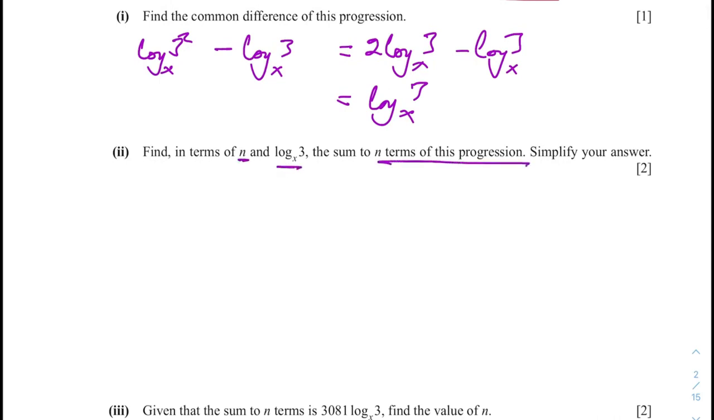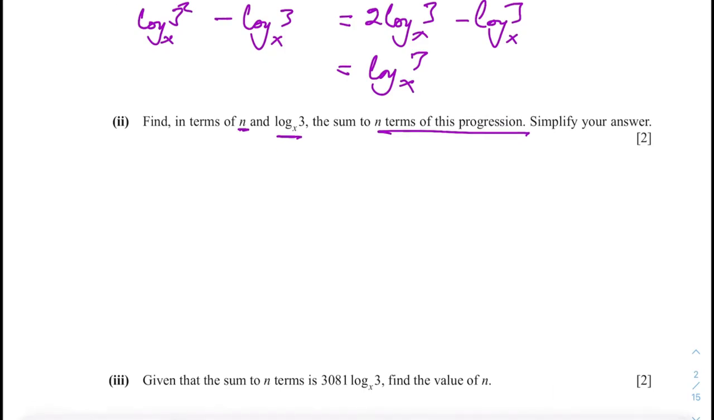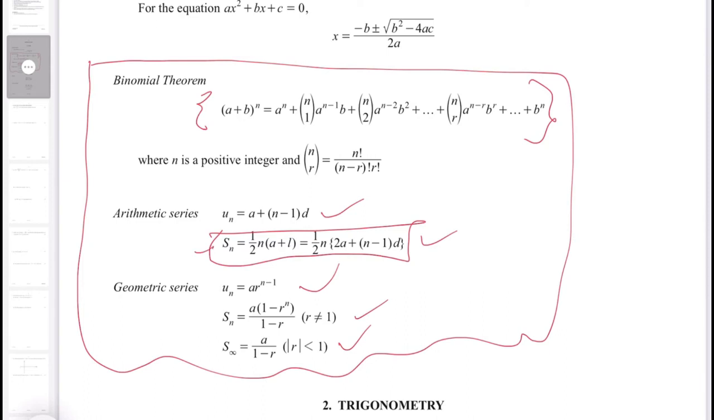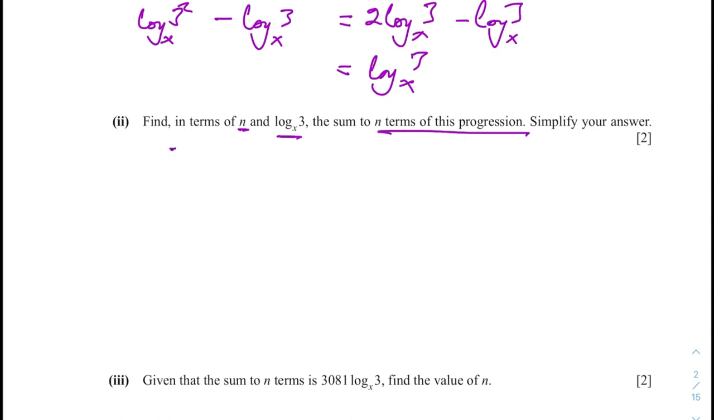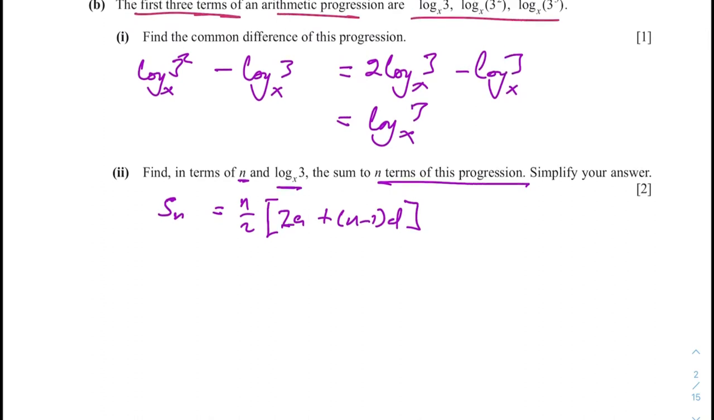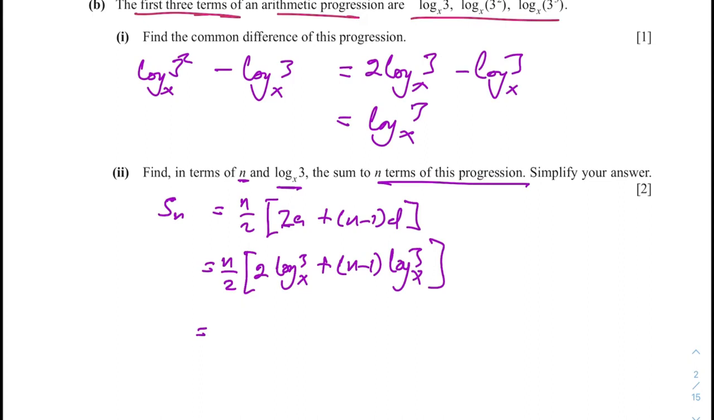And then we are told to find, in terms of n and this, the sum to n. If you consider the formula, it is this particular one, right? The formula is just there. So that's the formula. Sum to n of AP is n over 2 into bracket 2a plus n minus 1 d. All right, so this is the formula that you are going to use. And you know your first term is log this, okay? So keep that in mind. And your common difference is also log 3 base x.